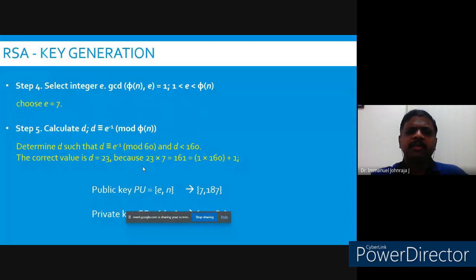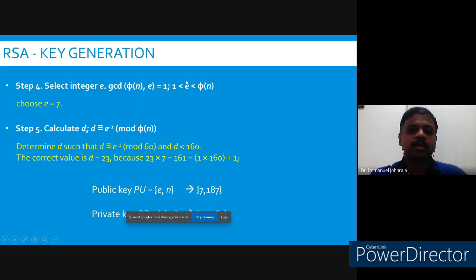What is relatively prime? 160 is not a prime number, it is an even number. So 2, 10, 8, 16 and 5 can divide it. But phi of n and the number we choose should be relatively prime. If you take these two numbers, phi of n is 160, and choose another number, there will not be any common divisor. That's the reason the GCD of these two numbers should be 1. Hope you understand. These two are relatively prime, with no common divisor except 1.